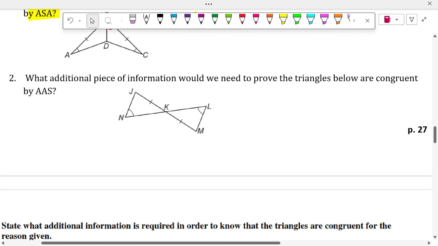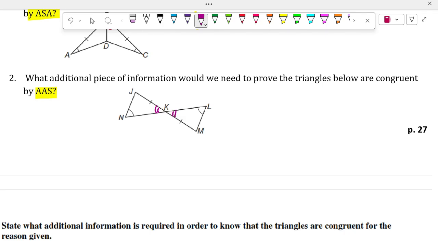What about this one? What do I need to show? Which angle do I need to show that's congruent in order for it to be angle side? Right. You need to show that JKN is congruent to MKL. So then you have angle, side. So we need to show that NKJ is congruent to MKL.